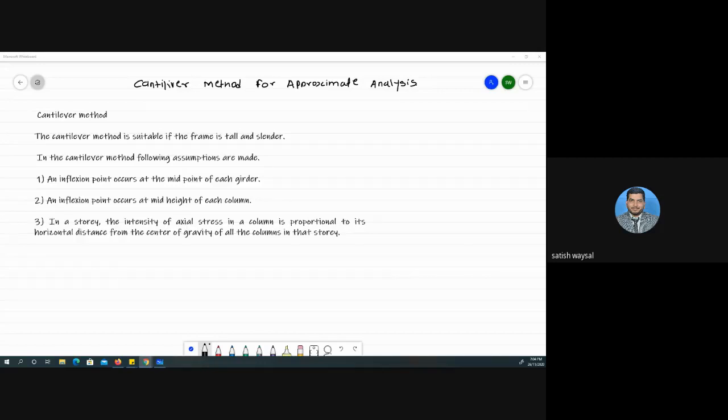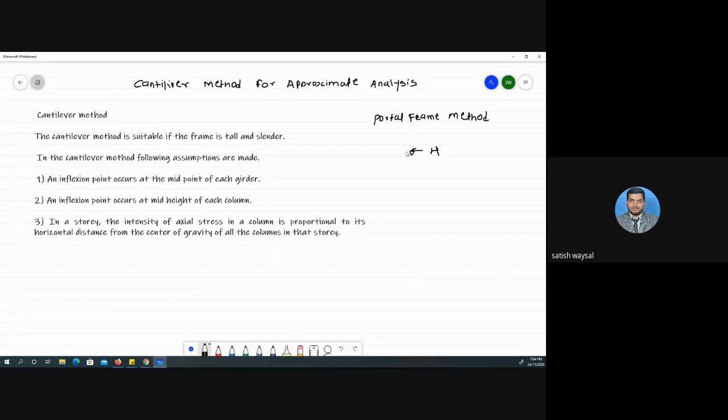So far in the last session, we have started the approximate analysis, and in that session we studied the portal frame method. In today's session, we are going to see the next method for analysis of the frame, the cantilever method. Both these methods are similar for analyzing the same structure. But in the portal frame method, first we determine horizontal reaction H, and then we start analyzing the frame by using equilibrium equations, and we determine unknown forces in the remaining members.